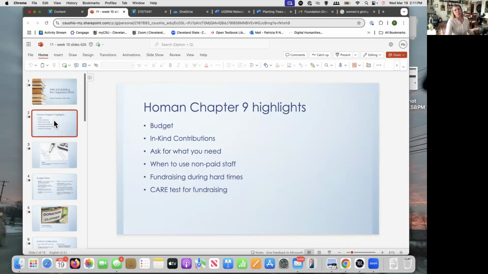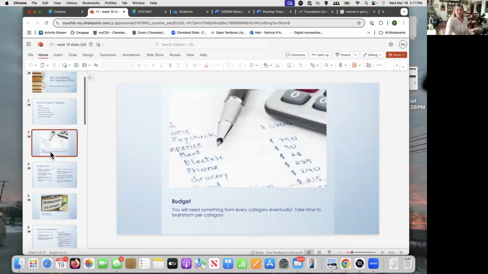Holman has some wonderful insights in chapter 9 that I will go over in detail. These are the main points of the lecture, which I trust you to review. We're going to go through them one by one. The first thing I'm going to do is show you a sample budget.